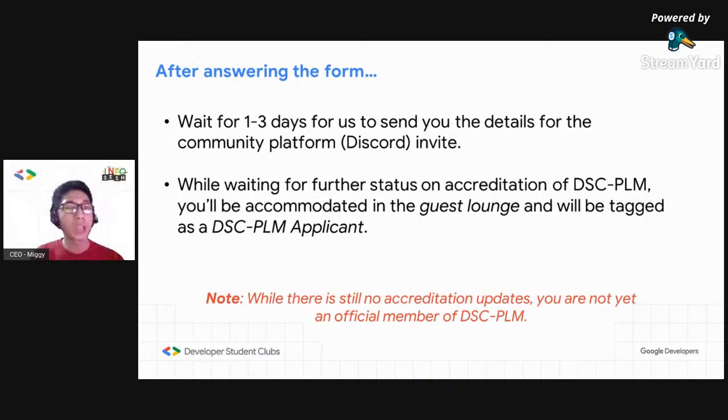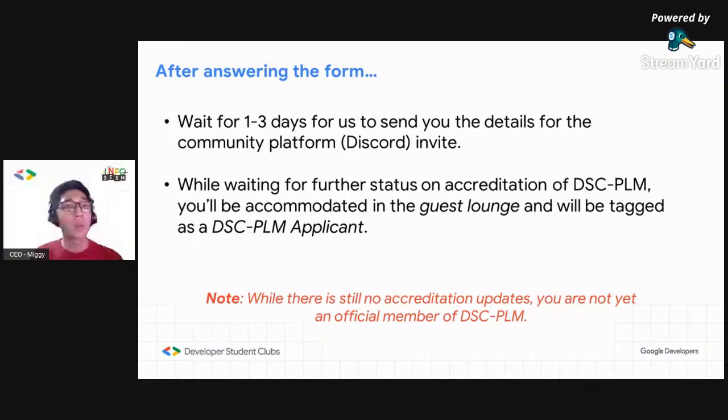And as we said earlier, while we are waiting for our accreditation status from the OSDS, you will be accommodated over on the guest lounge on our community server. And all of you who have answered the form, regardless of confirming it or applying as a new member, will all be tagged as DSC applicants. Because as of now, what we are doing is just more of an orientation, or a get to know of what DSC is all about.